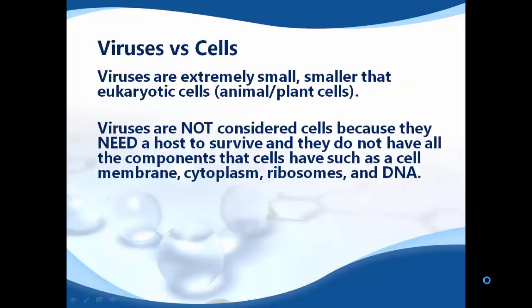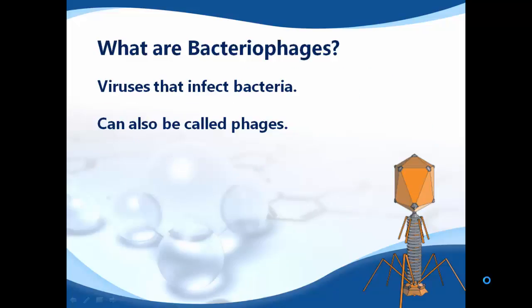Viruses versus cells. Viruses are extremely small, smaller than eukaryotic cells, which are animal and/or plant cells. Viruses are not considered cells because they need a host to survive, and they do not have all the components that cells have, such as a cell membrane, cytoplasm, ribosomes, and DNA. So what are bacteriophages?